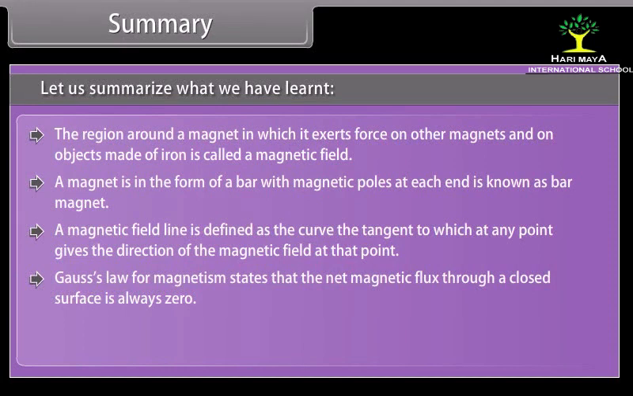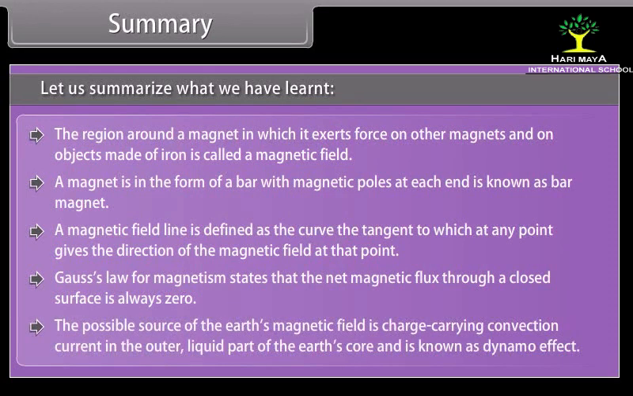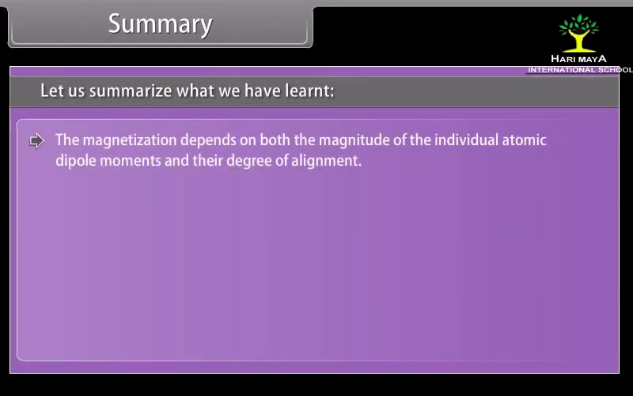Gauss's law for magnetism states that the net magnetic flux through a closed surface is always zero. The possible source of the Earth's magnetic field is charge-carrying convection current in the outer, liquid part of the Earth's core and is known as dynamo effect. The magnetization depends on both the magnitude of the individual atomic dipole moments and their degree of alignment.